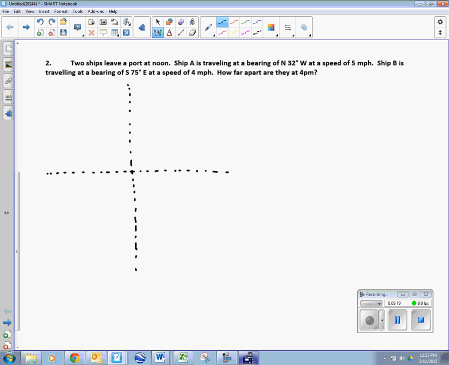Ship B is traveling at a bearing of south 75 east. They're traveling at different speeds. How far apart are they at 4 p.m.? So we've got to dissect this a little bit. Let's talk about the direction first. Okay, north 32 west. So I would say that would be about like that. Is that all right? So I know that this angle right here is 32 degrees.